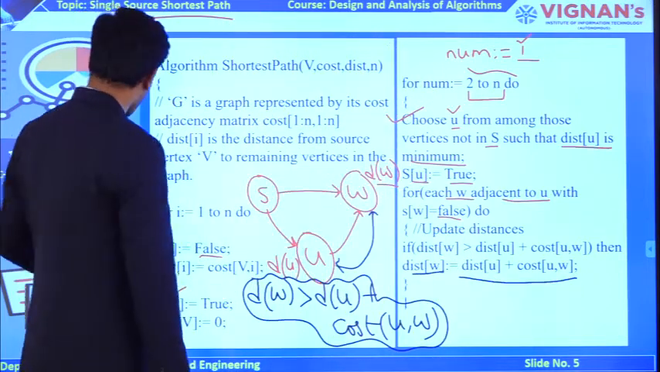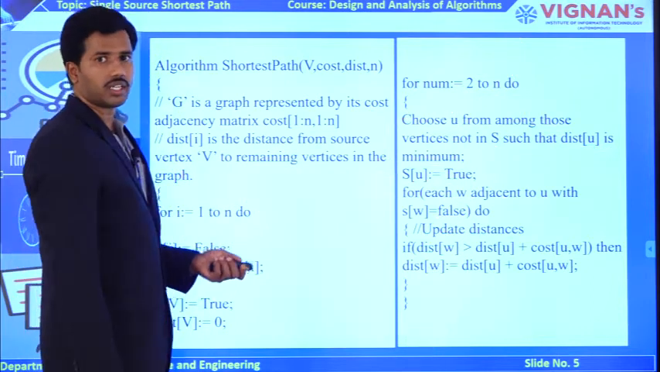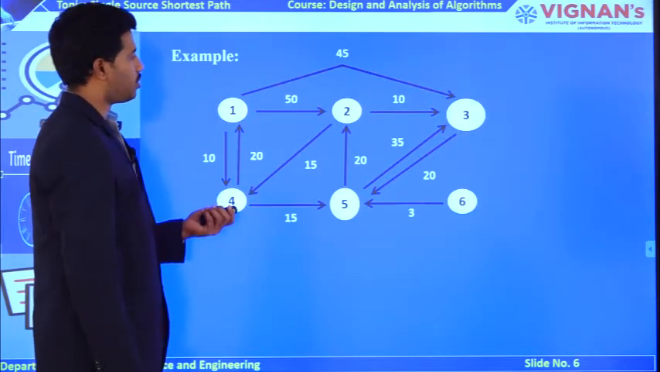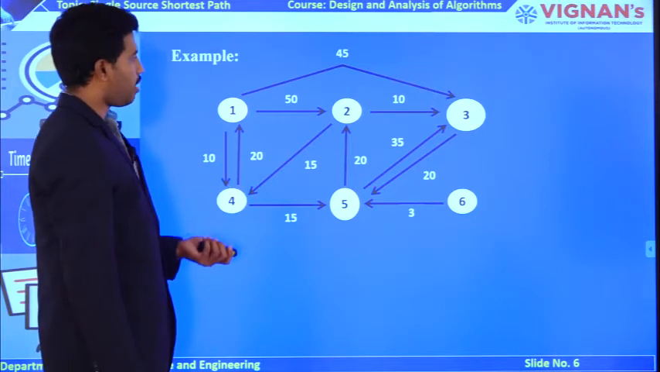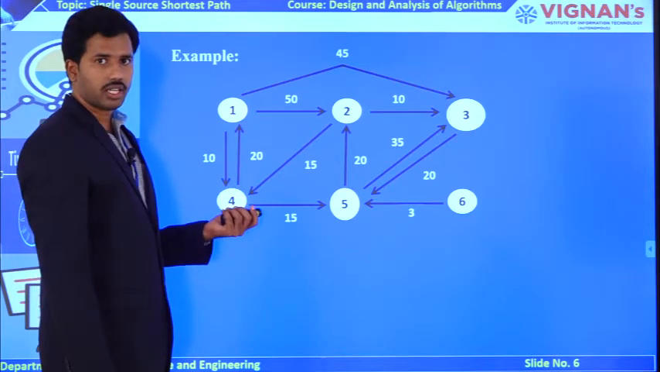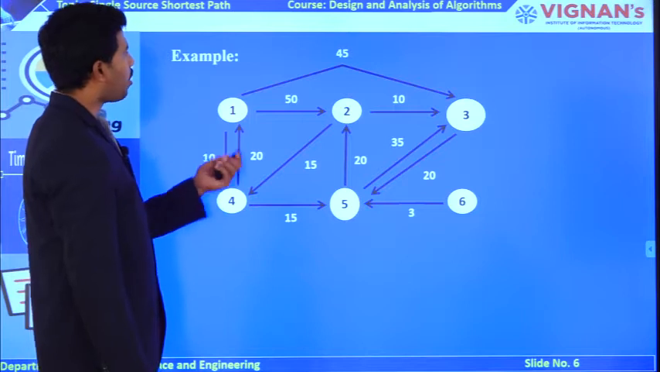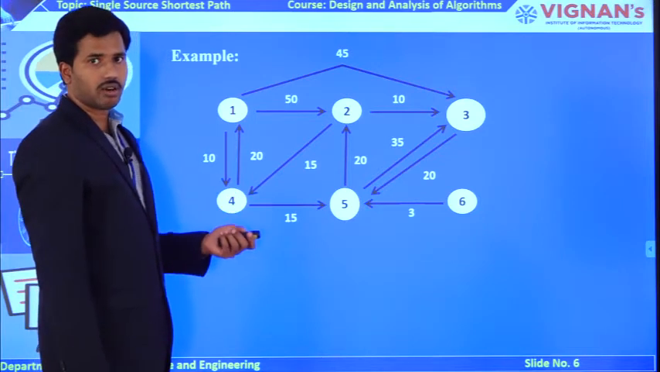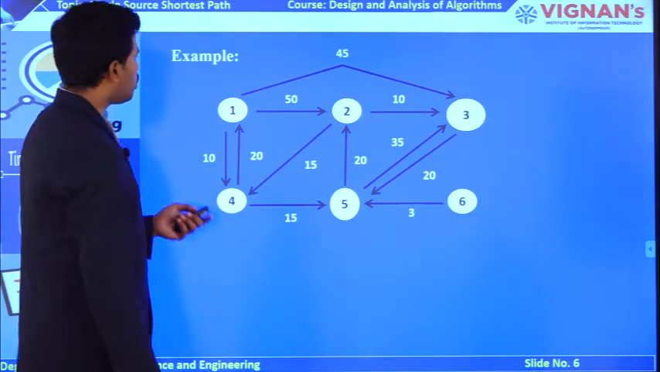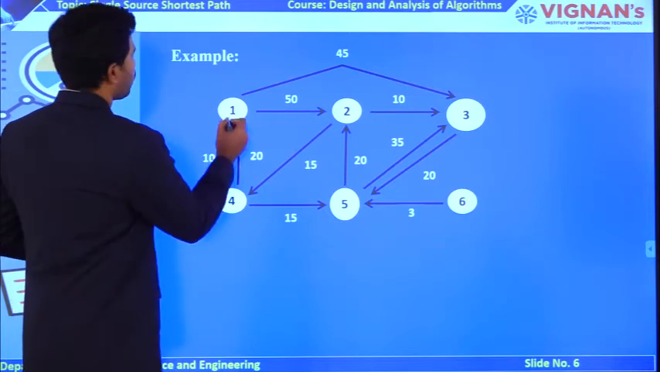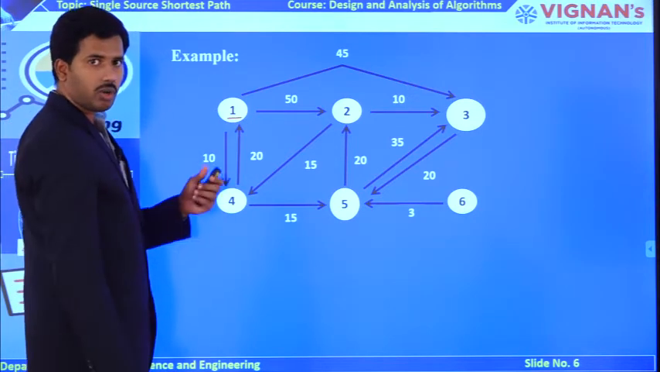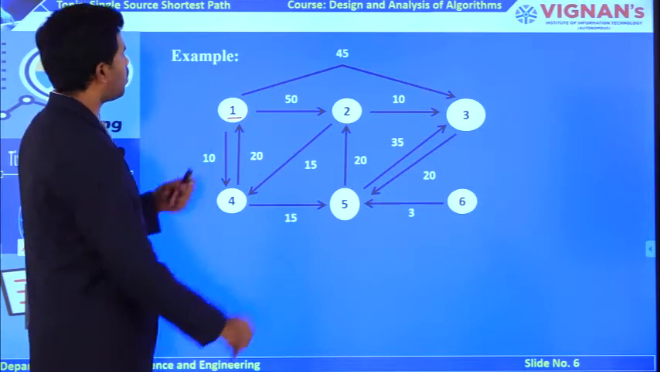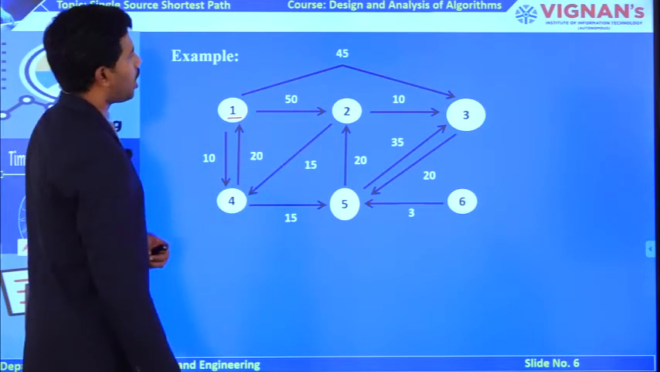Okay, let us understand one example of how to trace this algorithm. So here I am taking my example like this. This is my graph. How many vertices are there? 6 vertices are there, and all the edges are directed edges. Yes, directed edges only. If you observe here, from vertex 1, try to observe what paths you can take from vertex 1 to other vertices.